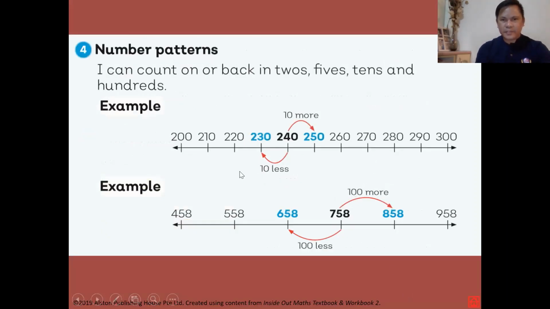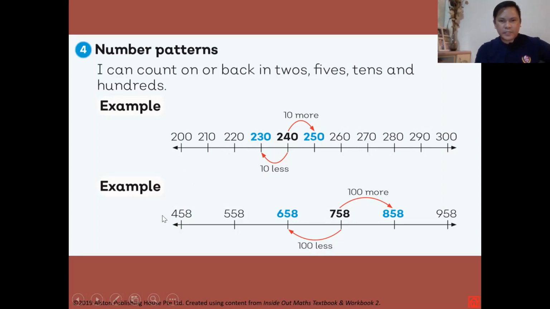Okay, here are the number patterns that we learned. I can count on or back in twos, fives, tens, and hundreds. Here are the examples. From 200 to 300, we have the number line pattern here. If we make the number pattern from 200, we write 210, 220, 230, and 240. So we can count on, which means move forward, or we can count backwards.